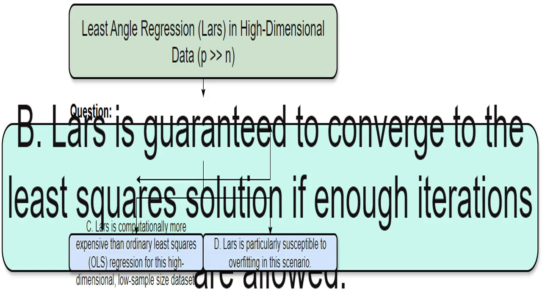This is generally true, but it depends on my interpretation. Lars builds a solution path that eventually moves toward the least squares solution. However, it might not achieve it exactly due to numerical precision limitations. It is better to consider this true in theory, although in practice we often stop early to avoid overfitting.